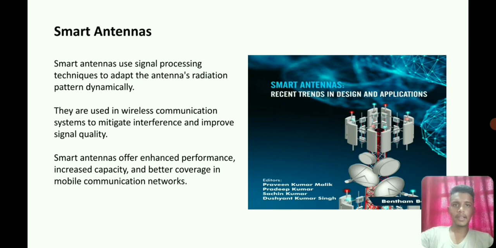And the smart antennas use signal processing techniques to adapt the antenna's radiation pattern dynamically. They are used in wireless communication systems to mitigate interference and improve signal quality. Smart antennas offer enhanced performance, increased capacity, and better coverage in mobile communication networks.